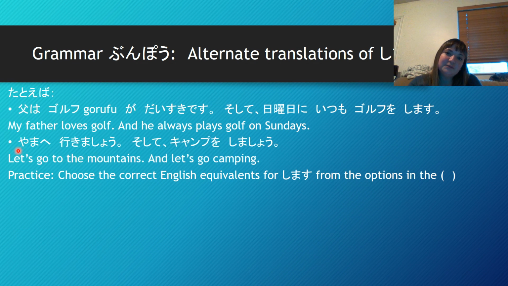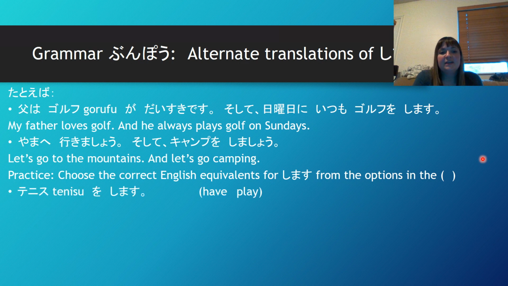Let's look at our next example. 山へ行きましょう。そしてキャンプをしましょう。So, let's go to the mountains and let's go camping. Okay? So those are 2 examples. Again, if you'd like to write those down in your notes to remind you of these different versions, you can. But we're going to go ahead and practice. You don't need to take notes on this part, but just participate.